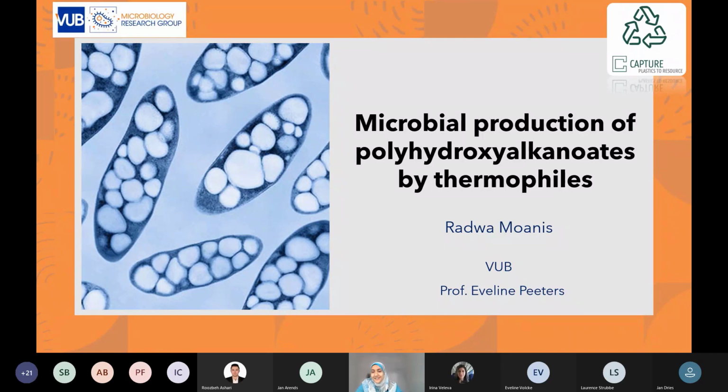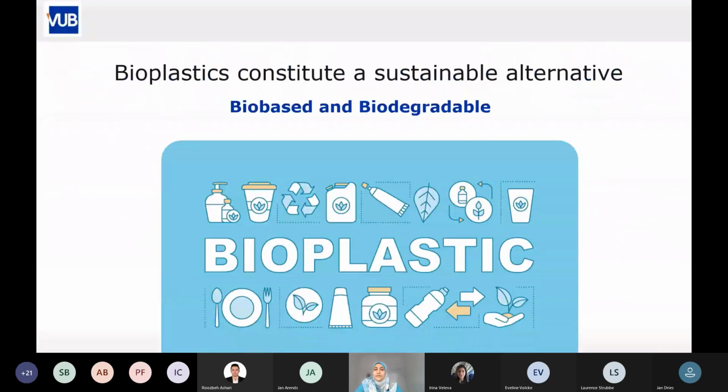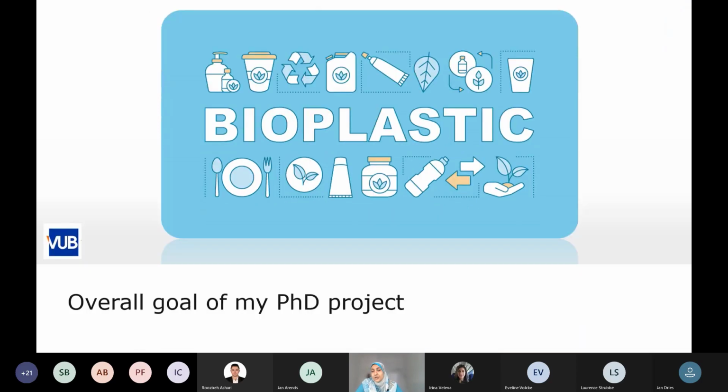by thermophiles. As you all know, petroleum-based plastics are really important nowadays in our life, and they are used worldwide. But they fit in a linear economic concept, as they are produced from non-renewable fossil fuels that also cause increasing global warming, and the plastics are very difficult to degrade in the environment, causing a lot of problems to the marine environment and also to our health. So finding an environmentally friendly alternative is a real must, and this alternative has to be bio-based and biodegradable bioplastics, and this is my work.